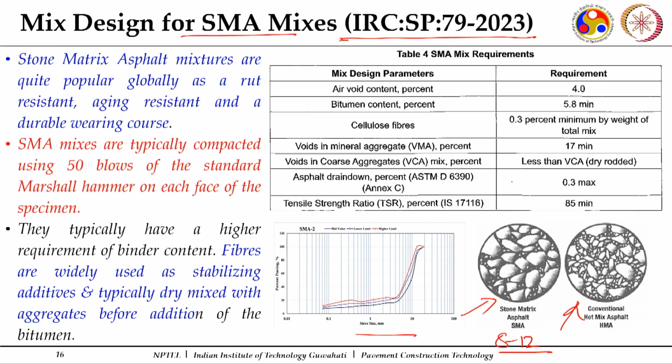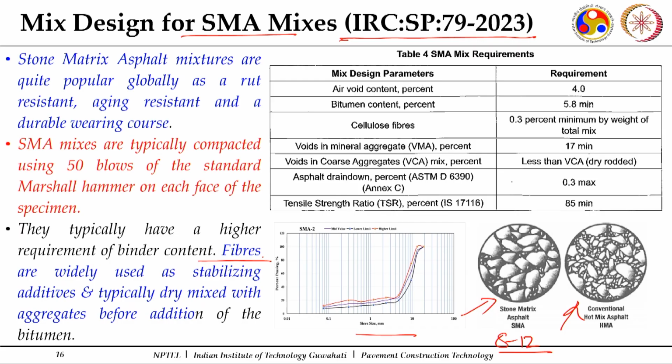Now since there is a good amount of fines and a slightly higher binder content, chances are that when these mixes are produced at high temperatures, and mixed and compacted, the binder may move down in the loose mix under gravity. This phenomenon is normally known as drain down, where the binder moves within the mix under gravity.